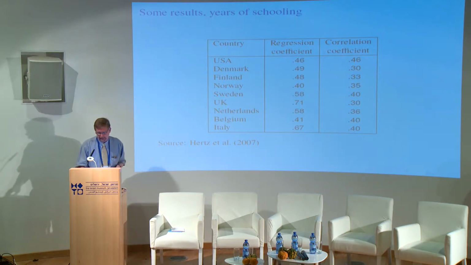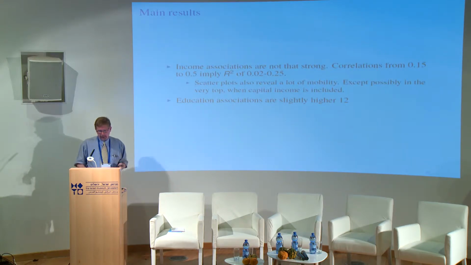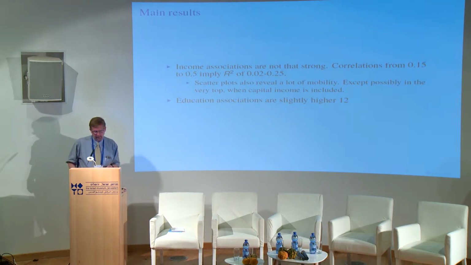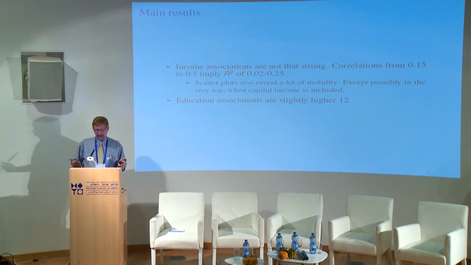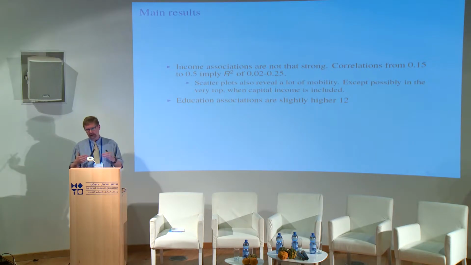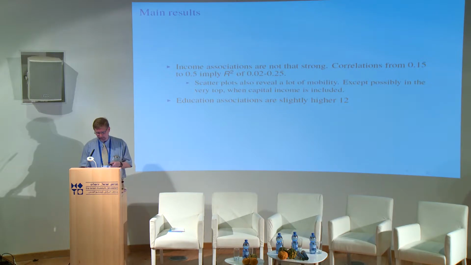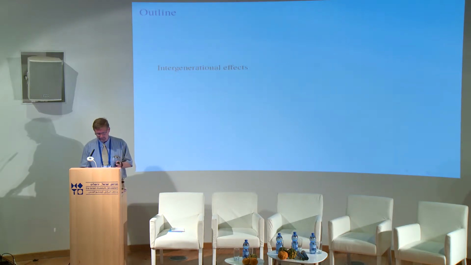What you make of that is an open issue. I'll say more about that a little later on. So we think the income associations aren't strong. Education associations are higher, and scatter plots do reveal a lot of mobility. So I'm not going to go into the difference between persistence and mobility, but I think that it's a little simplistic to just think that 1 minus the Galtonian beta is equal to mobility, because there are variations to that story which I think could be threshed out in greater detail.